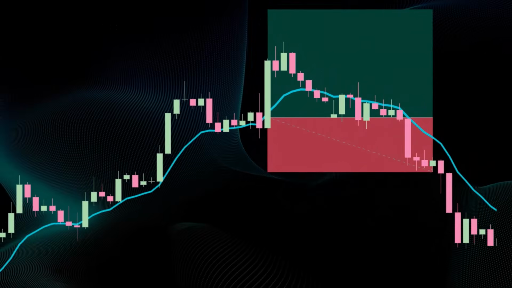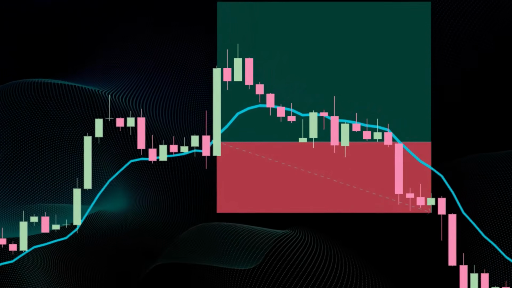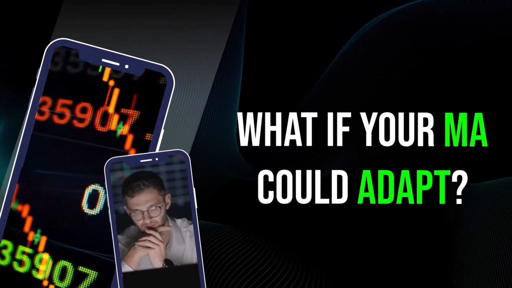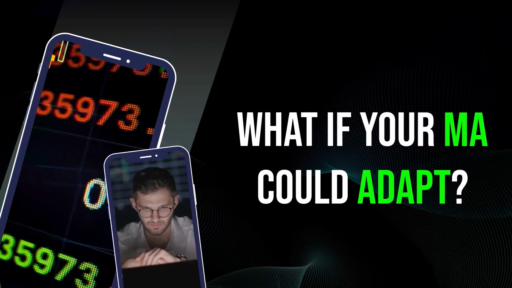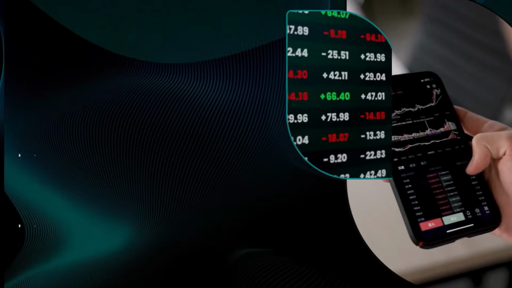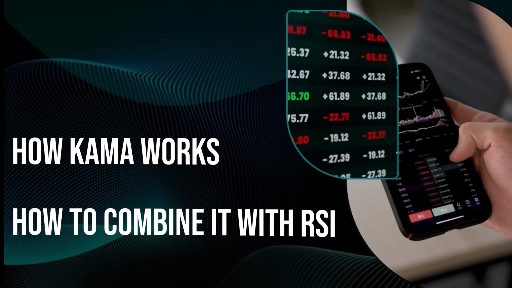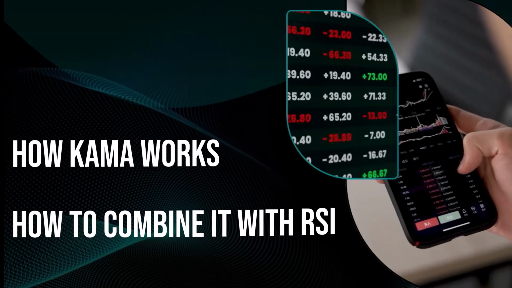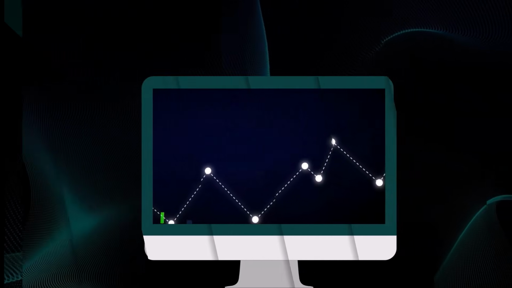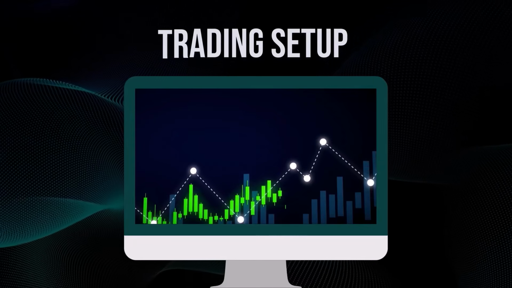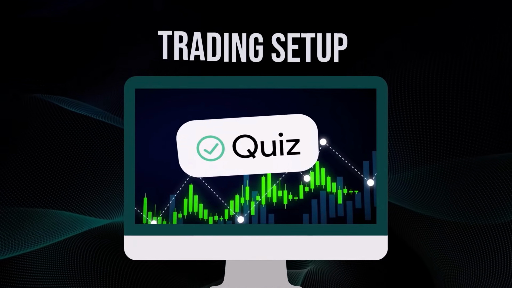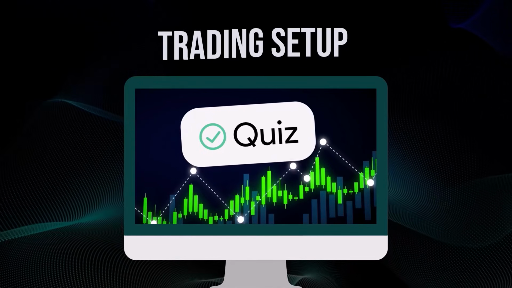Have you ever taken a moving average signal only to watch the price reverse and hit your stop loss? What if your moving average could actually adapt to market conditions instead of reacting the same way all the time? In this video, I'll show you how KAMA works and how to combine it with RSI to filter weaker signals and find better entries. By the end, you will have a simple trading setup with clear entry rules. Stay until the end because I've got a quick quiz to test how well you understood the strategy.